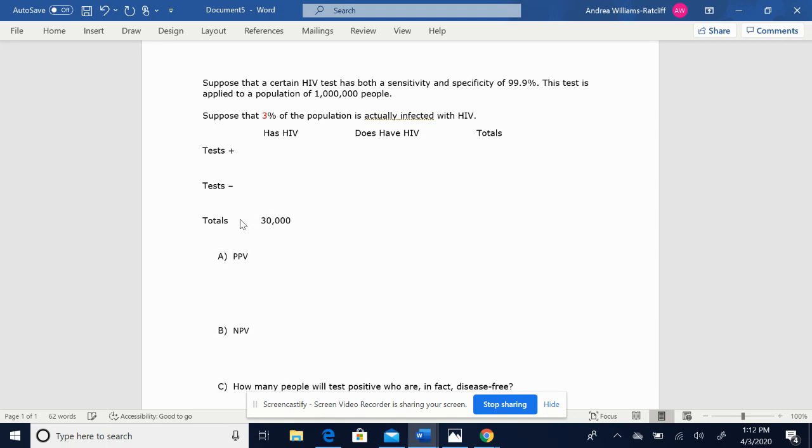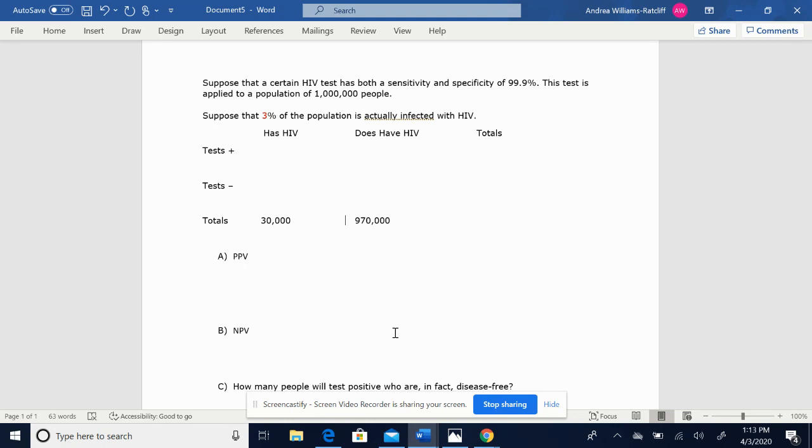If we know that, then that also should tell us how many people don't have HIV, okay? Because it's the rest of those million people, which is going to be 970,000. So this is what the prevalence tells us: who should test positive and who should test negative. Now, we know that the test has a failure rate, so we don't expect it to get all 30,000 of these positive, and we don't expect it to get all 970,000 of those as negative. We're going to have some false positives. We're going to have some false negatives, okay?